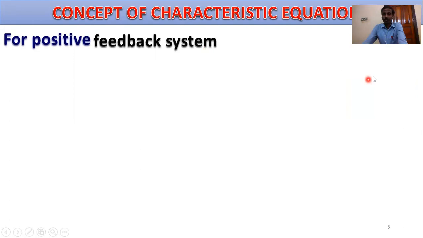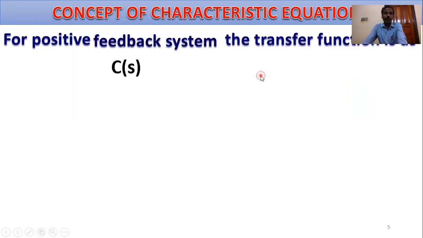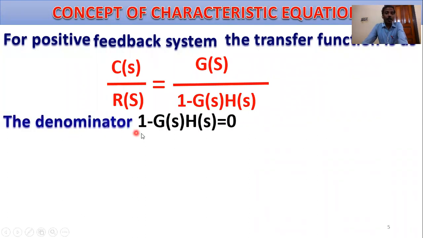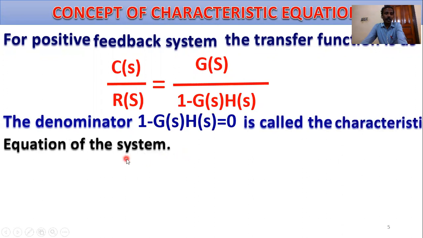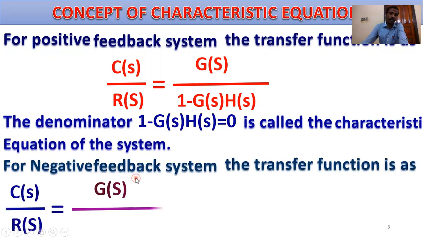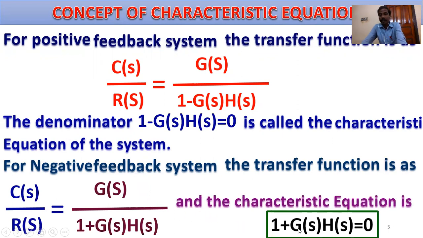Then concept of the characteristics equation. For positive feedback system, the transfer function C of S by R of S equals G of S by 1 minus G of S H of S. In this case, for positive feedback, this is the negative part, but for negative feedback, this is positive. So the denominator term 1 minus G of S H of S equals 0 is called the characteristics equation of the system. And for negative feedback control systems, the transfer function is C of S by R of S equals G of S by 1 plus G of S H of S, where 1 plus G of S H of S equals 0 is called the characteristics equation. So this is for negative feedback characteristics equation. This is for positive feedback characteristics equation.